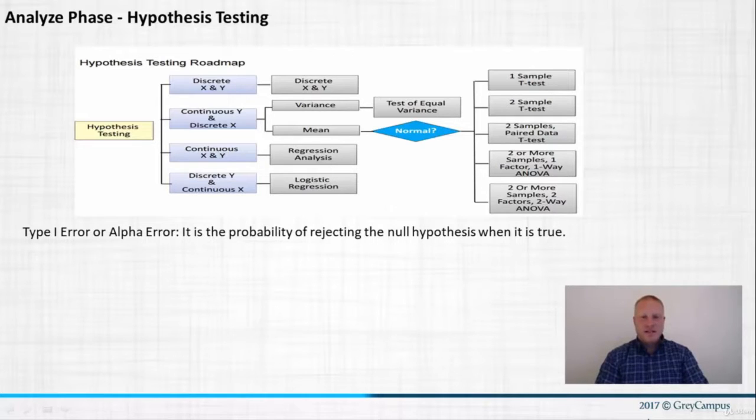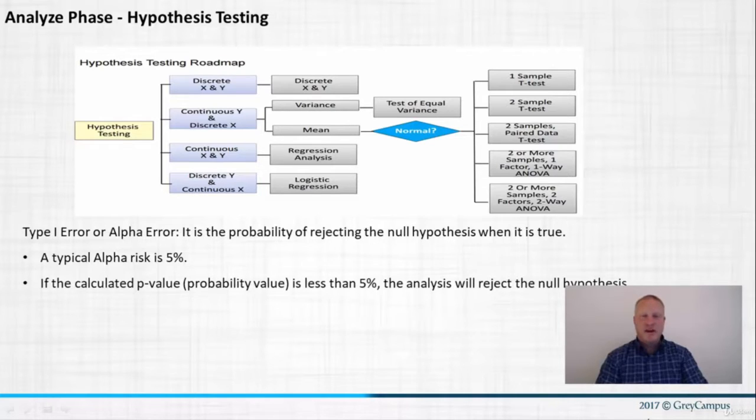In hypothesis testing, there are two types of errors. Type 1 error, or alpha error, is the probability of rejecting the null hypothesis when it is actually true. The accepted value of alpha error is 5%, or 0.05. What we do is compare the calculated p-value that we got in our hypothesis test to our alpha value of 0.05.